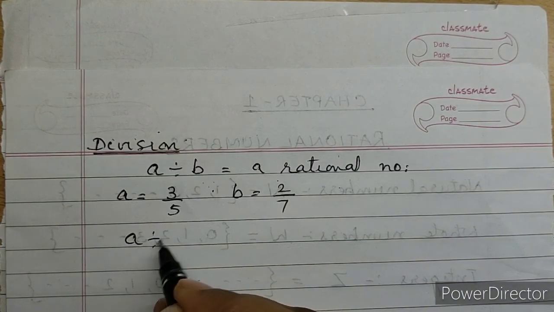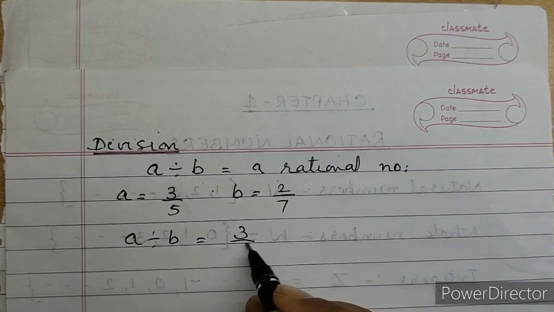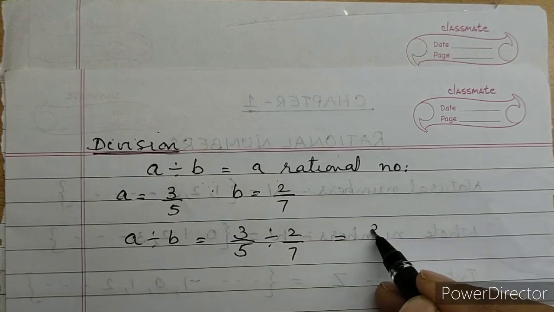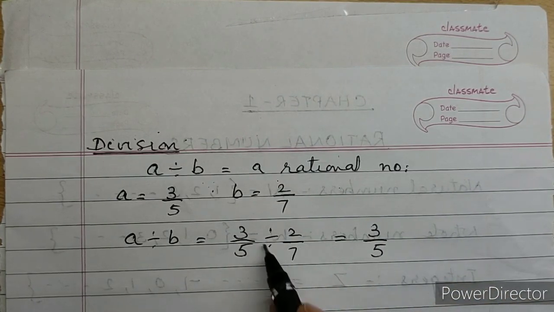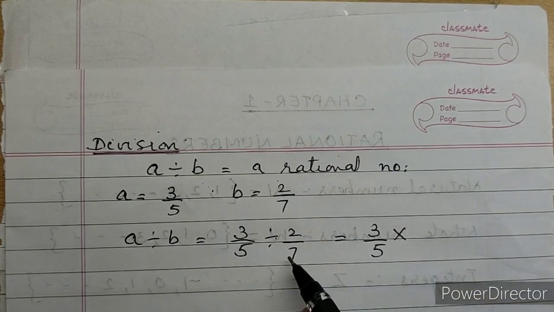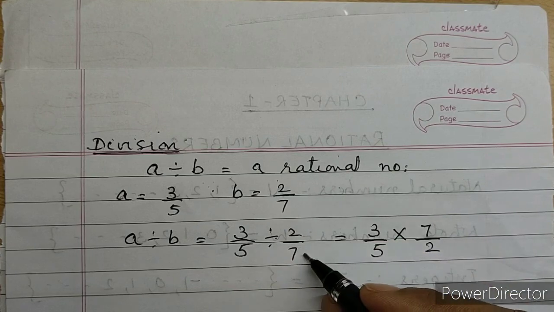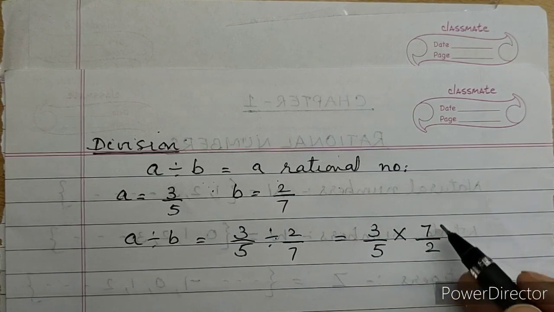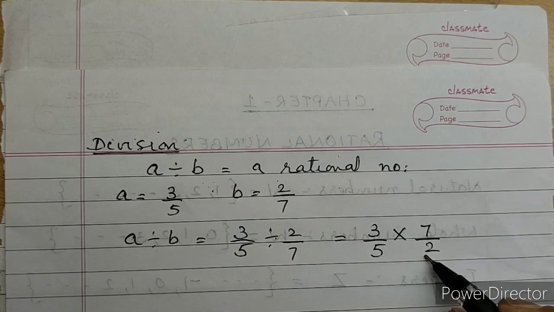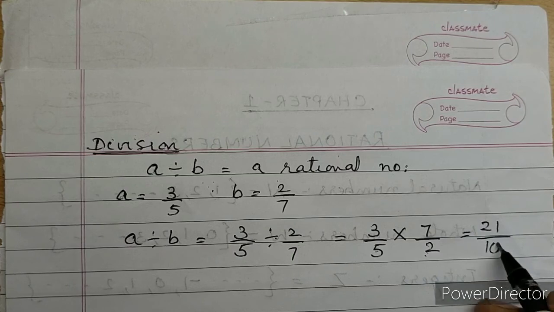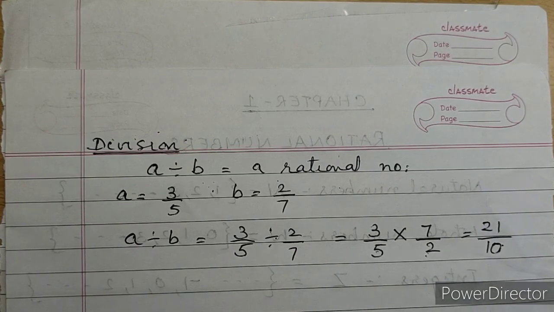Let A is equal to 3 by 5 and B is equal to 2 by 7. So A divided by B, that means 3 by 5 divided by 2 by 7, which is equal to 3 by 5. Division will change to multiplication and take the reciprocal of the second number. Reciprocal means you should write it upside down: numerator will become denominator and denominator will become numerator. That is 3 fours are 12... 3 sevens are 21 divided by 5 twos are 10. Obviously 21 by 10 is a rational number.